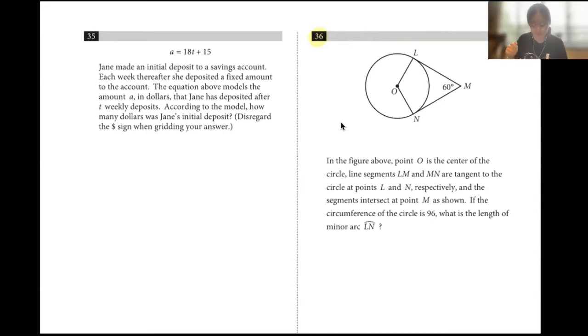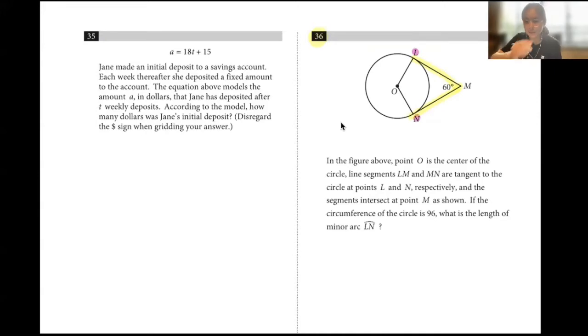So, in the figure above, point O is the center of the circle. Line segments LM and MN are tangent to the circle at points L and N, respectively. So points L and N are here.